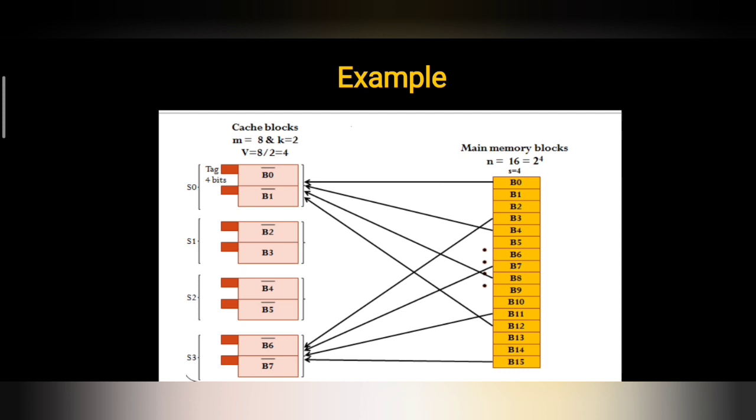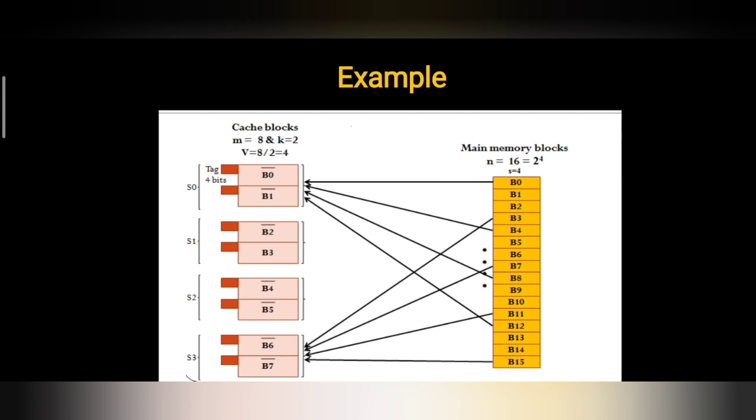Alright, so initially we followed a direct mapping technique to identify a particular set to which a main memory block can be mapped, and later on within the set, whichever block is available, my cache memory block can be directly mapped into it, which is free at this particular moment. So this is the fully associative mapping.